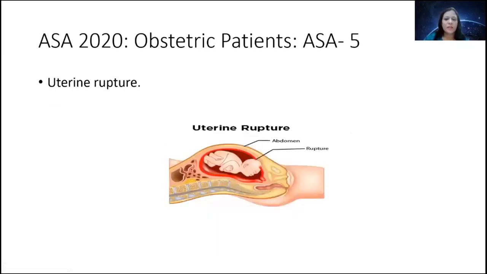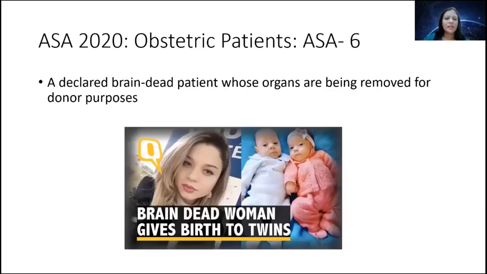In obstetric patients, ASA grade 5 is there, like in uterine rupture. But they have given one example, but you can correlate these examples with other clinical conditions and classify accordingly. ASA grade 6 is a declared brain dead patient whose organs are being removed for donor purposes.